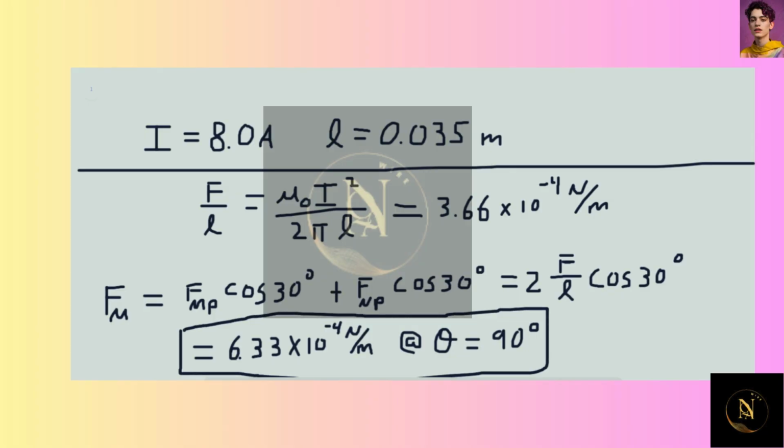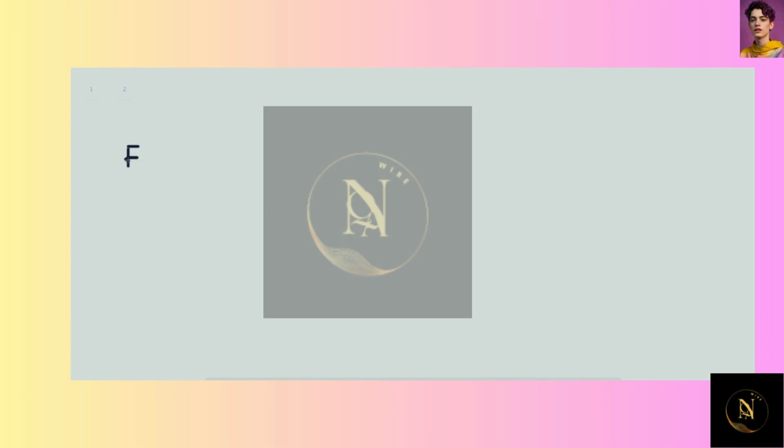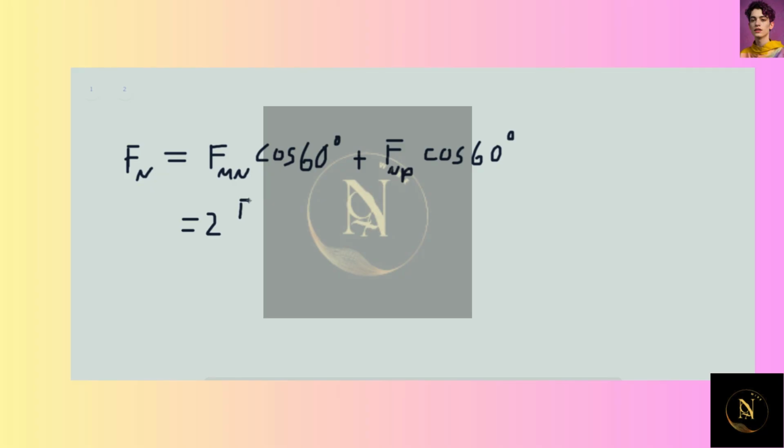We're going to do the same thing now for the points N and P. The force on point N is equal to the force from M on N times the cosine of the angle at which it's acting, which is 60 degrees, plus the force from P on N times the cosine of 60 degrees. Again, these two forces are equal, so this is 2 times F over L, the force per unit length we found, times the cosine of 60 degrees. Plugging these values in, we find that F sub N is 3.66 times 10 to the minus 4 newtons per meter.